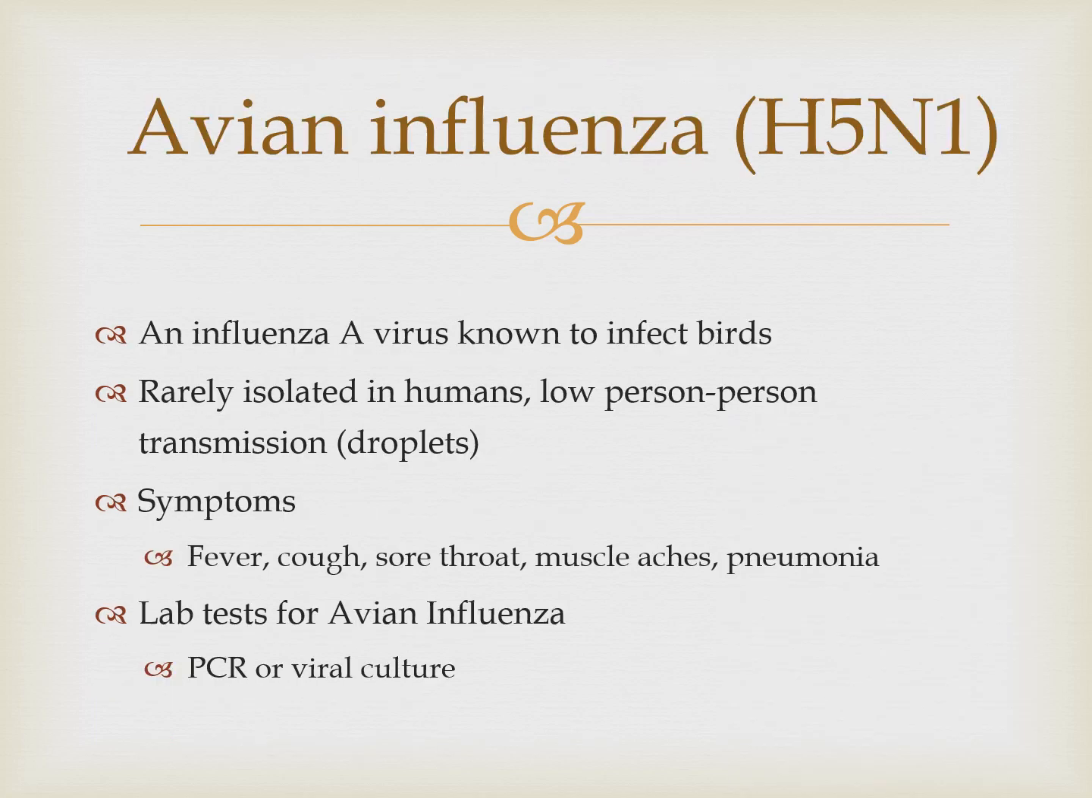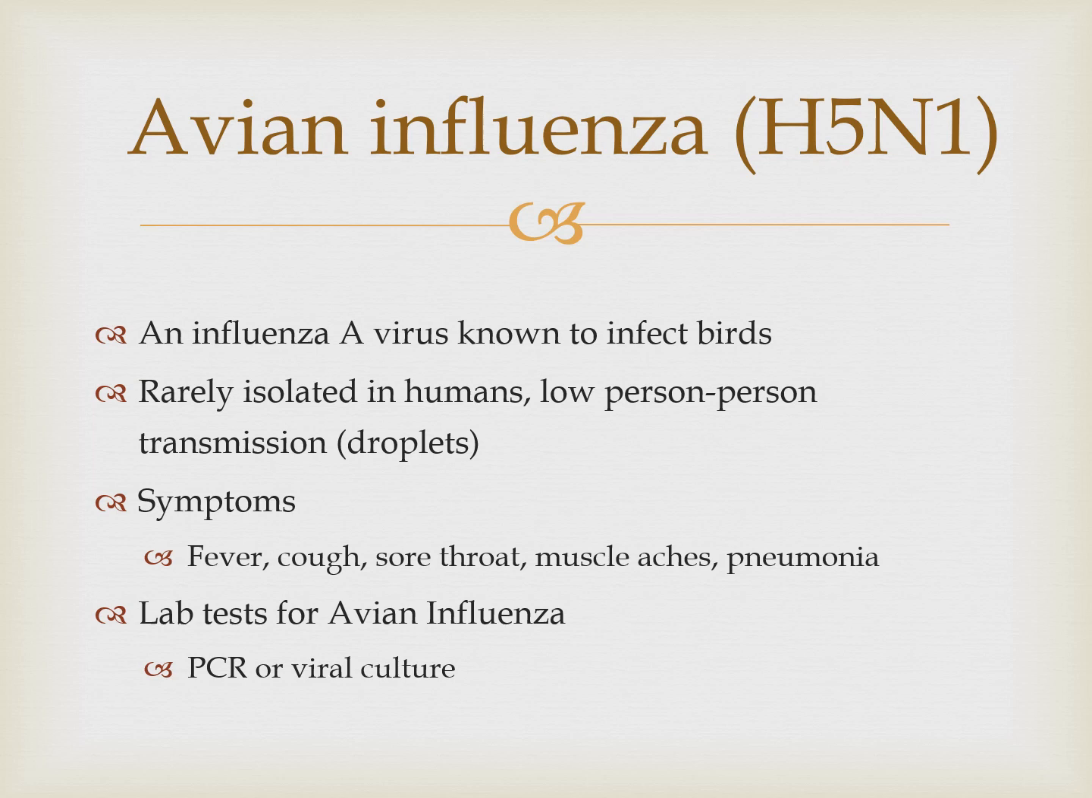Avian influenza is also known as H5N1, but there's a new avian influenza out called H7N9. These are influenza A viruses that are known to infect birds. Now, occasionally humans can get avian influenza, but that is rarely isolated in humans. In fact, the person-to-person transmission percentage is quite low. This is a naturally occurring influenza virus among wild birds worldwide and can actually infect domestic poultry.